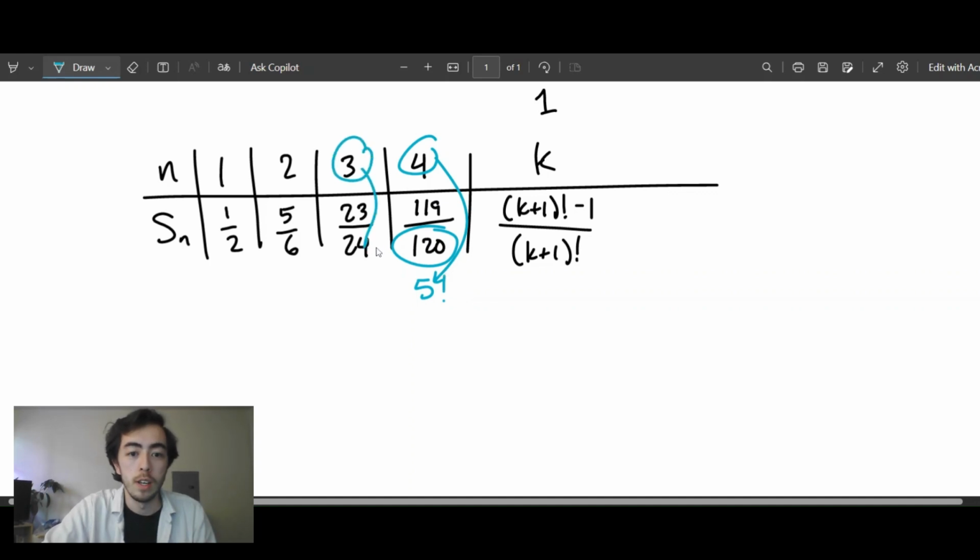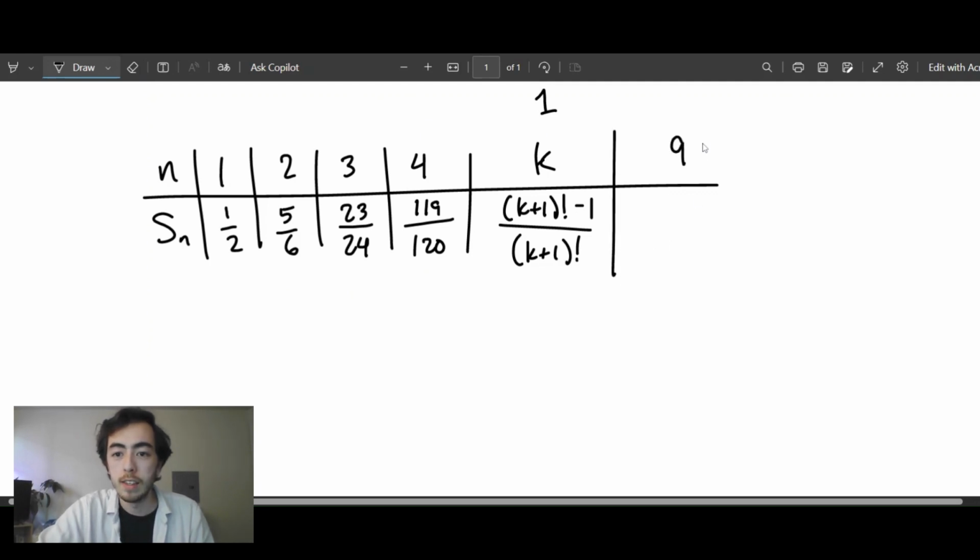The 3 gets increased by 1 to a 4, and then I know that 4 factorial and 24 are the same thing. So that's why I'm adding 1 to that k and then doing a factorial, because that's just the pattern that I see here. So by the 99th step, I should have 100 factorial minus 1 over 100 factorial.